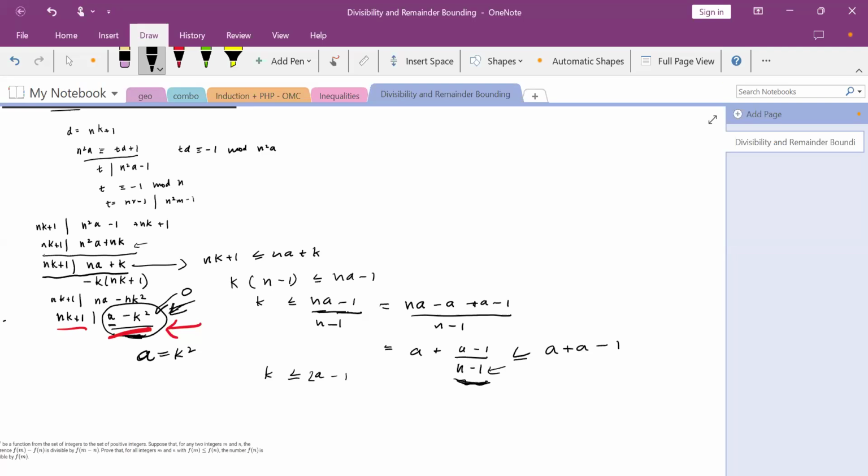Isn't a fixed for all n? Yeah, a is fixed. k varies as n varies. So if k varies, shouldn't a also vary, as a is k squared? No, we're saying that a is equal to k square for some k. If that is not true for all k, then k must become unbounded. We just need a equal to k square for some k, because that just shows that a is a square.